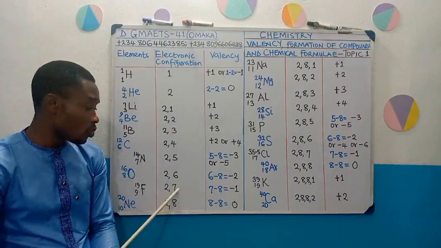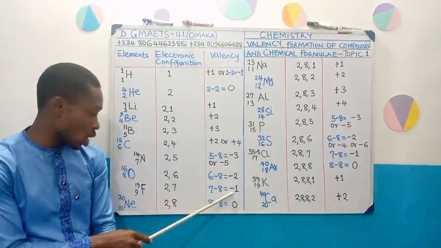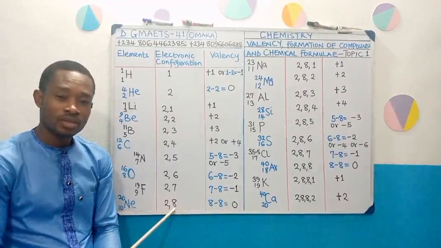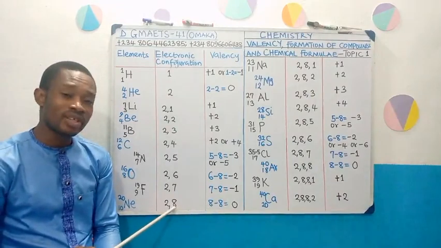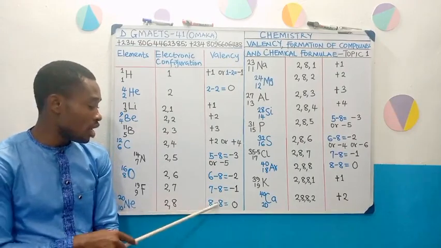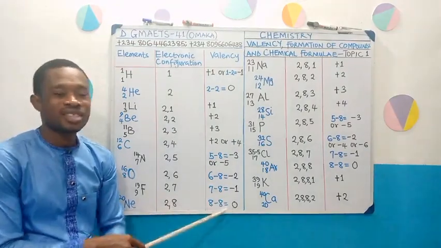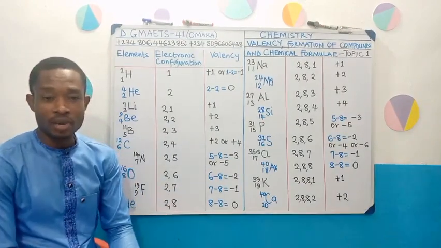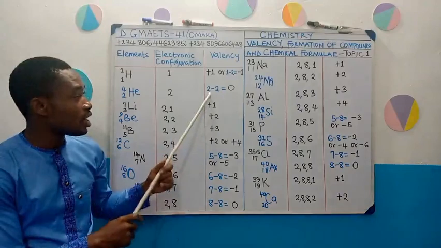For fluorine, if you work it out, you get minus 1. Go to neon and see. Neon is in group 8. You can see the outermost shell is complete, 8, in the second shell, the L shell. If you do 8 minus 8, you get 0. So simply, we don't talk about the valency of that group 8 or group 0 element. I've said that before when I explained that of helium.